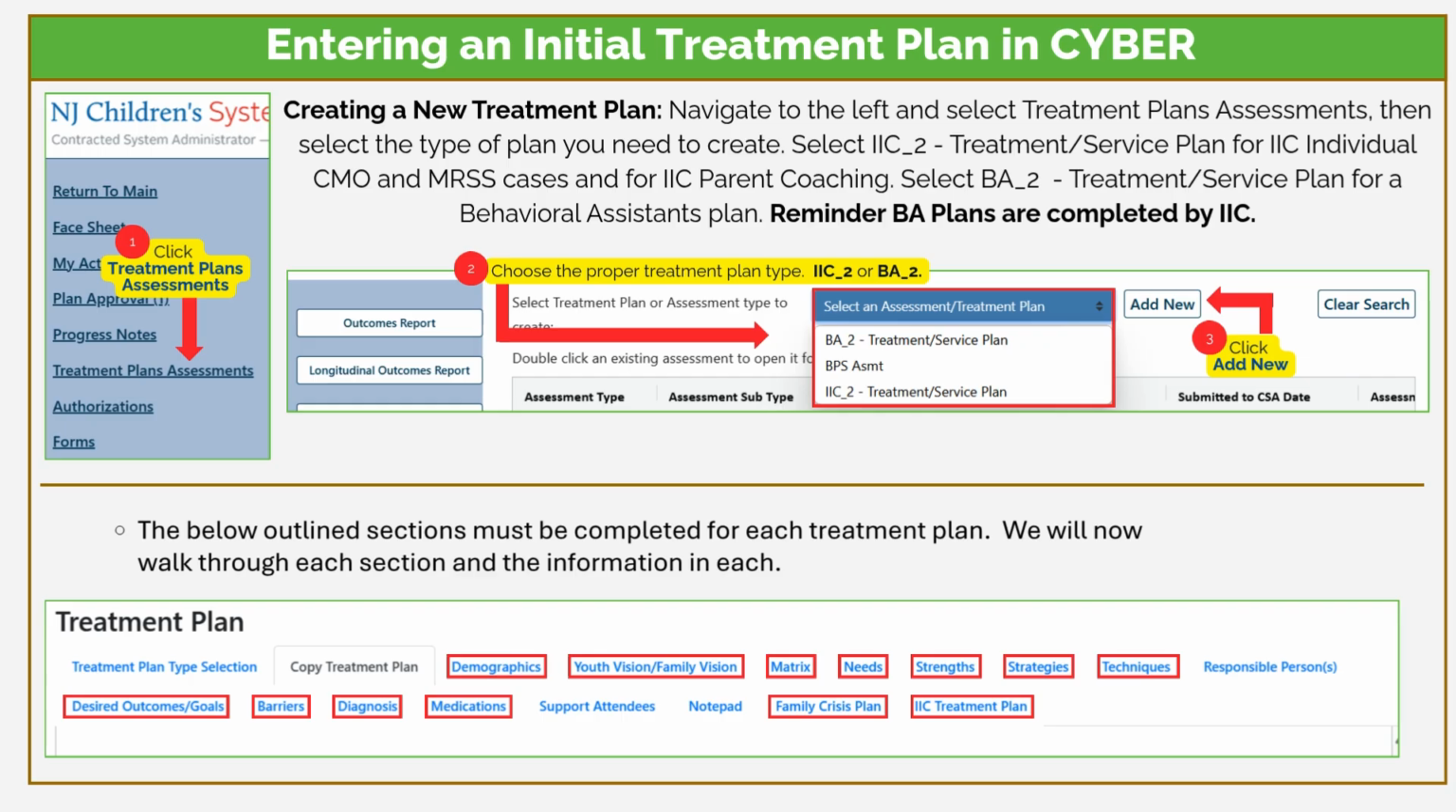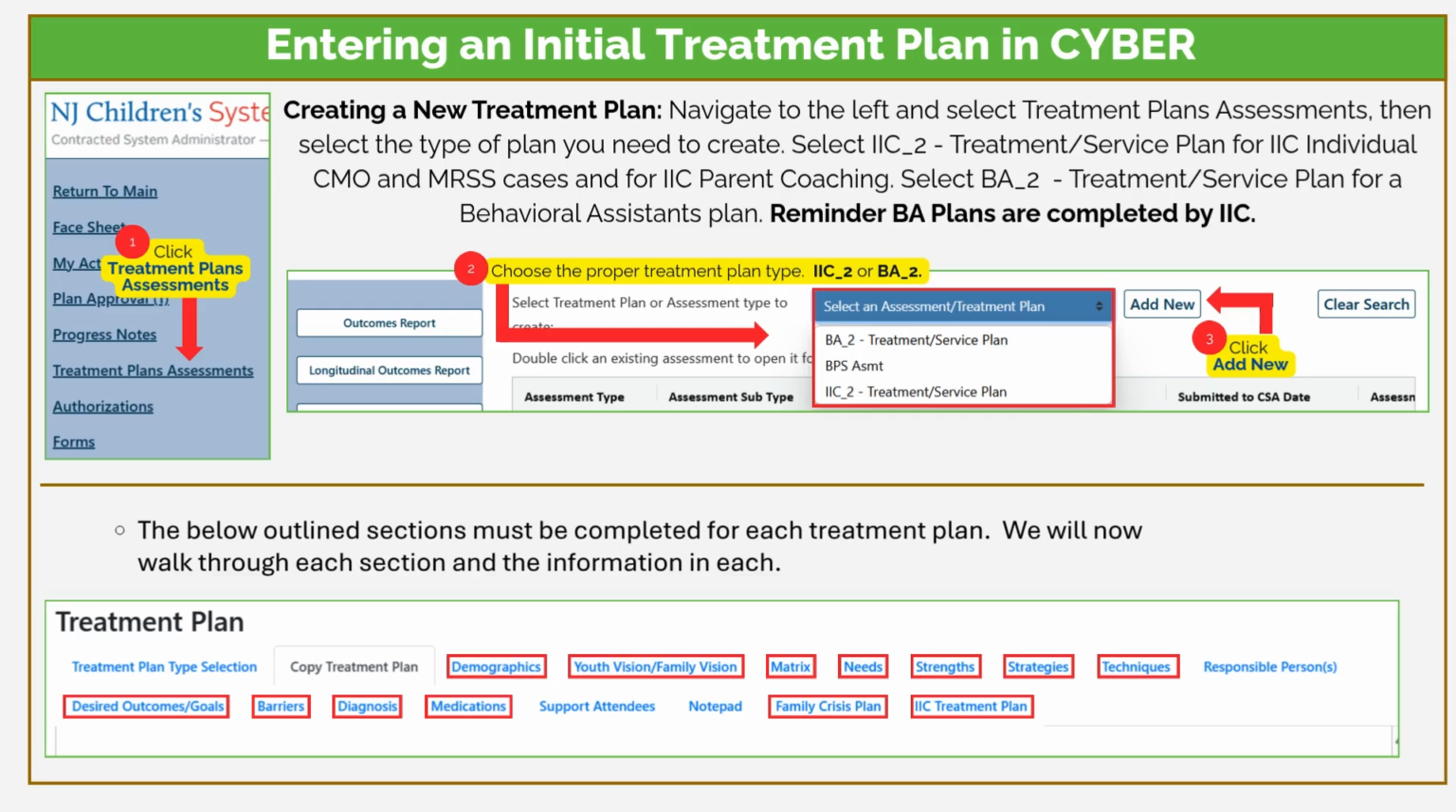As we continue, let's delve into the process of entering an initial treatment plan in the Cyber system. First, you'll want to navigate to the left-hand side of the interface and select Treatment Plans Assessments. This is where you'll choose the type of plan you need to create. When selecting the plan type, remember, if you're handling IIC individual CMO and MRSS cases or IIC parent coaching, you'll choose IIC_2. For a behavioral assistance plan, select BA_2.